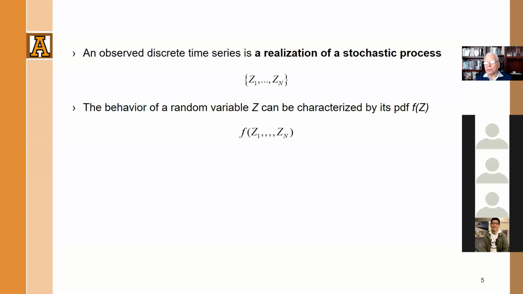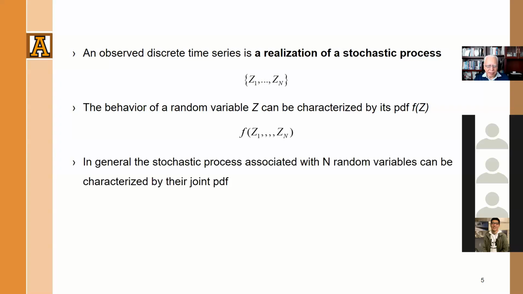If we have a sequence of random variables Z1 through Zn, then the behavior of that sequence of random variables, which is the realization of a stochastic process, is the joint density of Z1 through Zn. So it's the joint PDF of Z1 through Zn. In general, the stochastic process associated with n random variables can be characterized by their joint PDF.